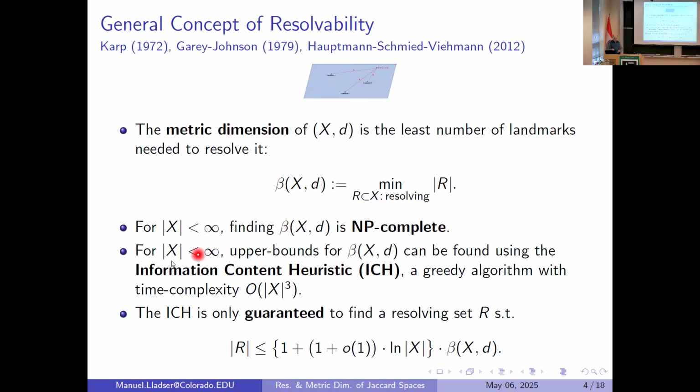Now, in finite spaces, finding this is a difficult problem, NP-complete. And in practice, people find resolving sets using something called the information content heuristic, which unfortunately is very prohibitive on the size of the original metric space. However, it has a guarantee that the resolving set that the ICH, information content heuristic, gives you is comparable to the true metric dimension of that space up to a logarithmic factor in a relative scale. But on the spaces that I will be discussing, X grows exponentially. So by taking the cube root, you run out of luck very fast to find resolving sets.